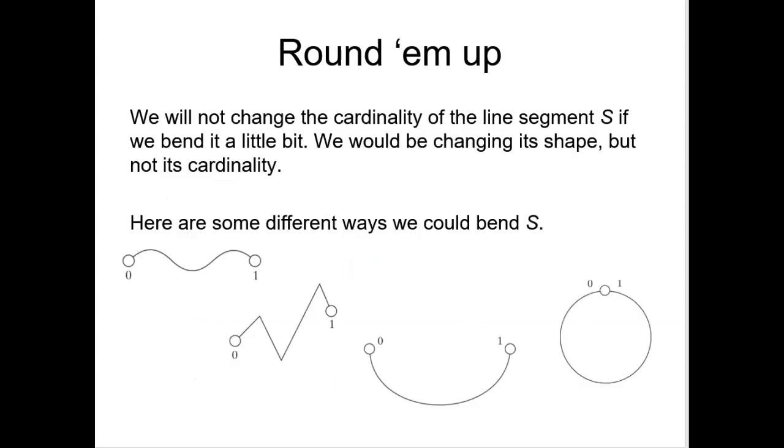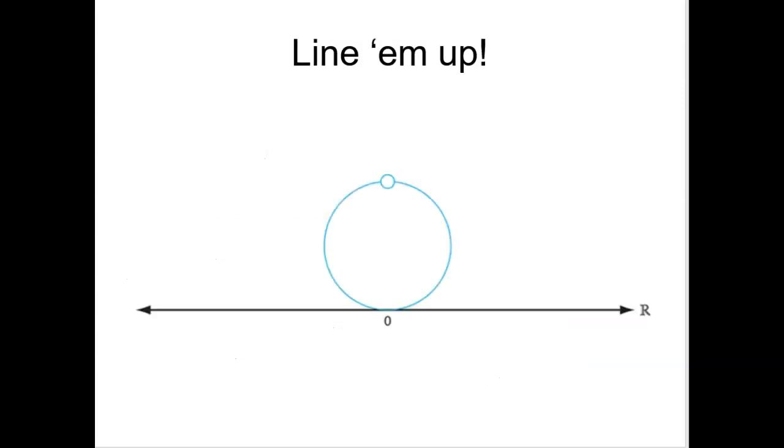All right, so first, we're not going to change the cardinality of S if we bend it a little bit, if we just change its shape. So look at all the different ways we've kind of changed the shape of S, and we can actually just round that up right into a circle. And that's exactly what we're going to do. And then we're going to line up that circle. Now the circle sits on the line at its south pole. Let's say that's its south pole. And again, remember that its north pole is not defined, right? That 0 value there is not defined. And it touches the line at exactly 1 point. In fact, it touches it at 0.